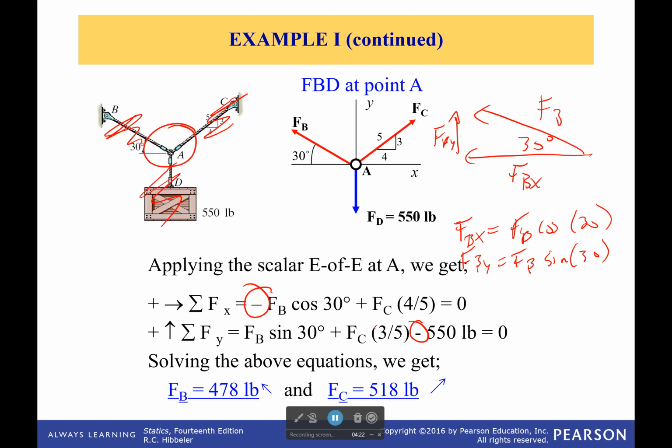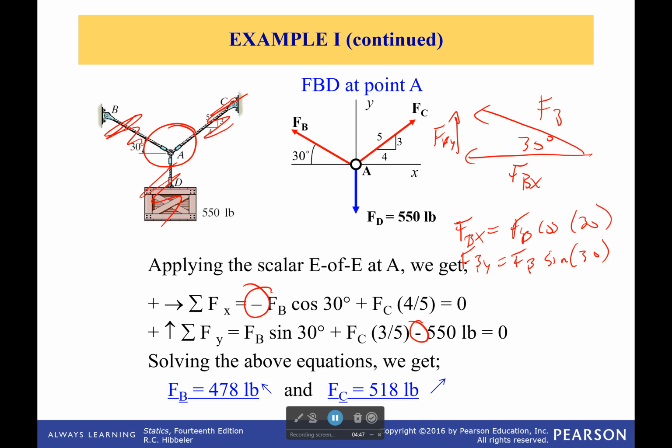The weight is negative because it's pointing down, and the x component of force B is negative because it's pointing to the left. You could say that the right is negative if you wanted to, but you have to make sure that you're consistent throughout your entire problem. So with that, we have solved, and we're good to go. As a note, if you had forgotten to make one of these negative or positive, you may have still gotten the right number, just with the wrong sign.